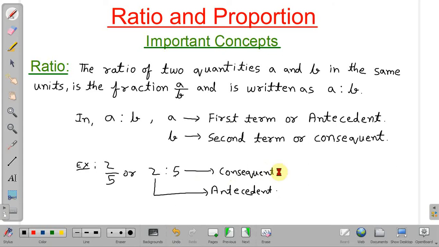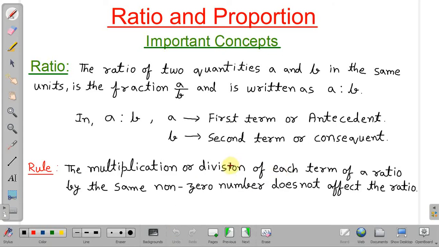So when we are given a ratio and we multiply both antecedent and consequent by the same non-zero number, then the ratio will not be affected, it will remain the same. So please remember this rule: the multiplication or division of each term of a ratio by the same non-zero number does not affect the ratio. We can understand it by example.